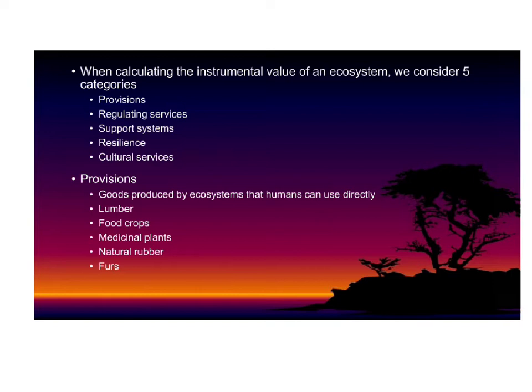When calculating the instrumental value of an ecosystem, we must consider 5 categories. And these are all things that ecosystems provide to humans, because this is, again, instrumental value, which means it's something of worth to humans. Provisions, regulating services, support systems, resilience, and cultural services. All right, and again, ecosystem services. Let's talk about provisions. Provisions are goods produced by ecosystems that humans can directly use. These include things like lumber, food crops, medicinal plants, natural rubber, and fur.